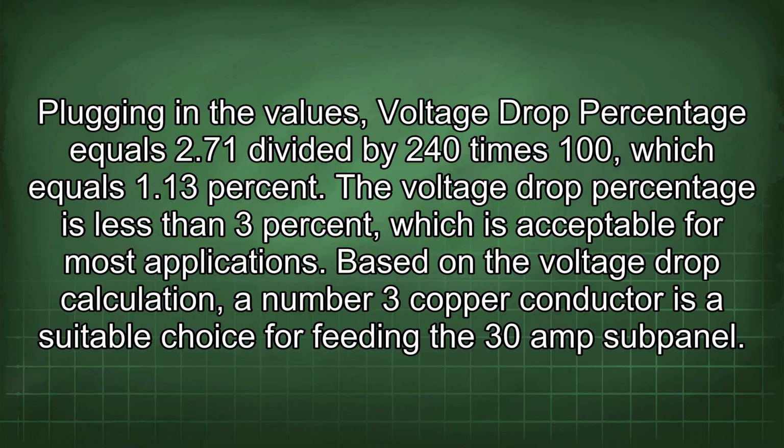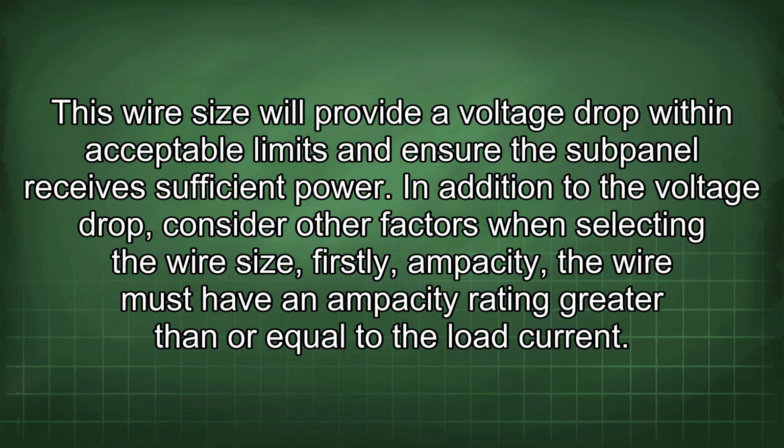Based on the voltage drop calculation, a number 3 copper conductor is a suitable choice for feeding the 30 amp subpanel. This wire size will provide a voltage drop within acceptable limits and ensure the subpanel receives sufficient power.